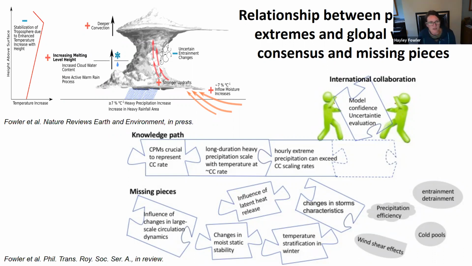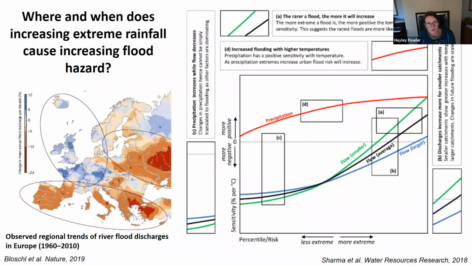The other thing we need to think about, and we don't understand well enough at the moment, is where and when does increasing extreme rainfall cause increasing flood hazard? And you can see on the left there, by Gunter Bloschel et al. in Nature in 2019, observed regional trends of river flood discharges in Europe. And you can see that actually we're seeing increases from 1960 to 2010 in Northern Europe, but decreases in the Mediterranean and in Eastern Europe as well.